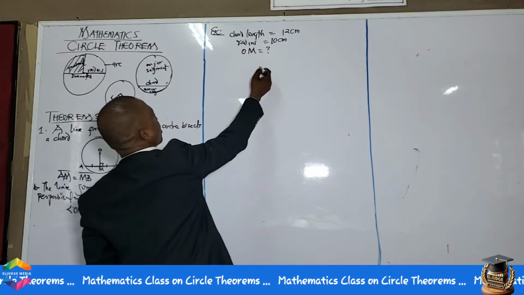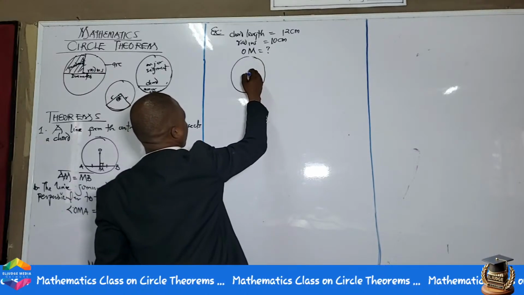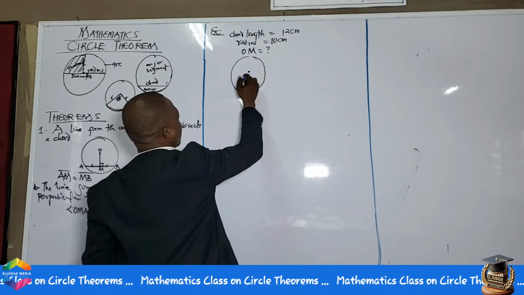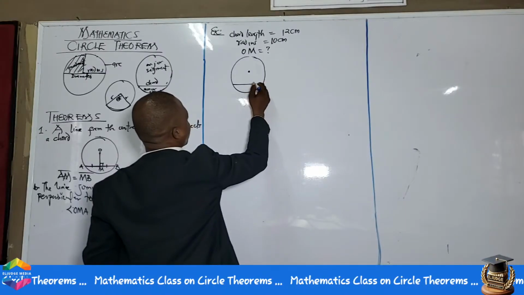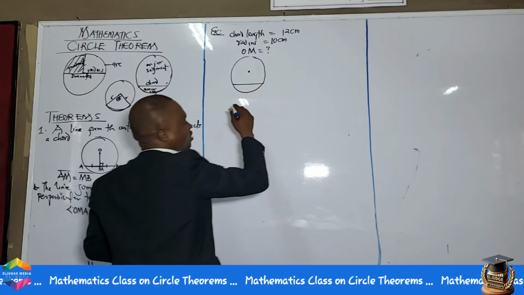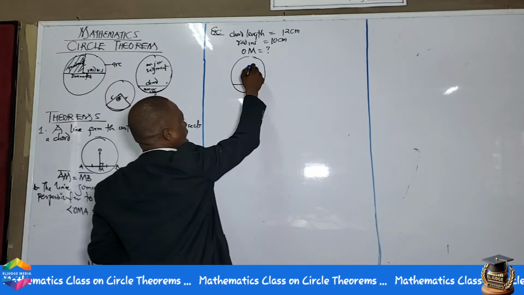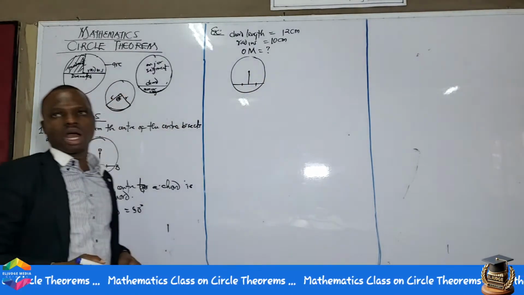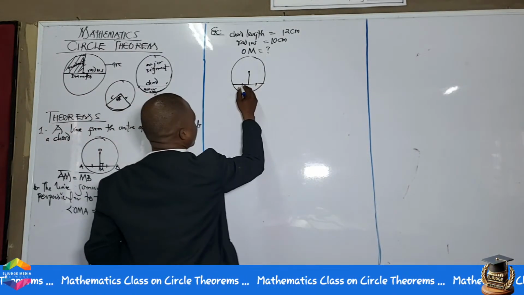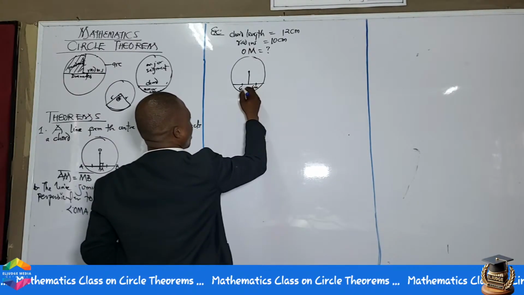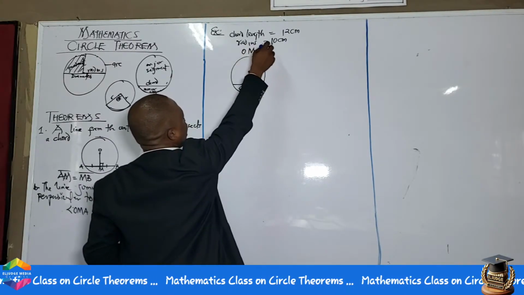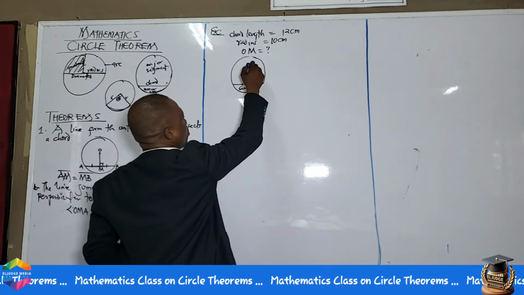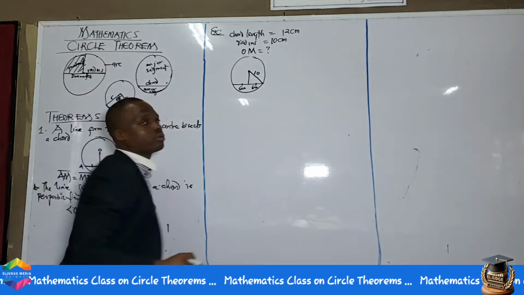In this case, you can just draw the diagram for emphasis sake. We are told that the chord length is 12 centimeters. Since a line coming from the center of the circle divides this into two equal halves, we have 6 centimeters here, 6 centimeters here. And we are told that the radius of the circle is 10 centimeters.